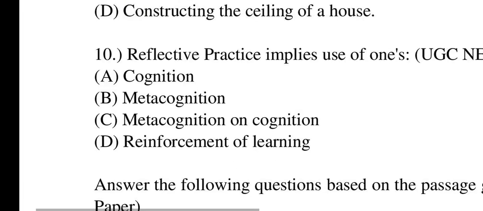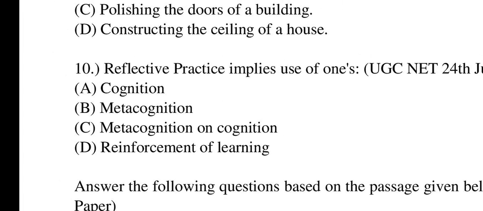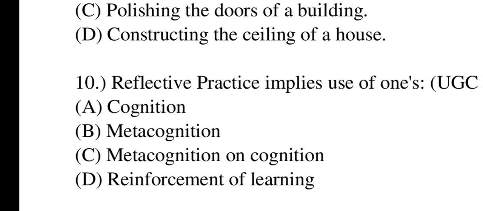9 is done. 10 says, reflective practice implies use of one's what? A, B, C, D. Cognition, metacognition, metacognition on cognition, reinforcement of learning. 10, number B will be correct, metacognition.